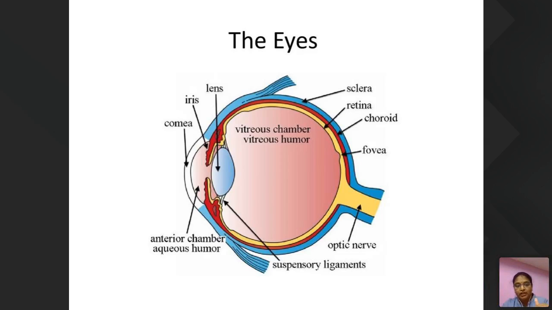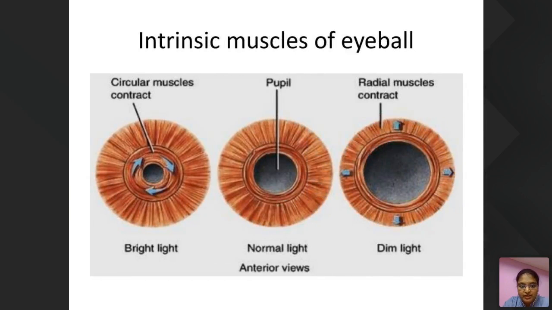Then, the inner layer is the retina. The retina is the posterior layer, and here is the vitreous humor. Leaving that, this is the optic nerve. I am not taking you deep into the anatomy or physiology, only explaining the needed points. This is about the structure and the intrinsic muscles like the constrictor pupillae.